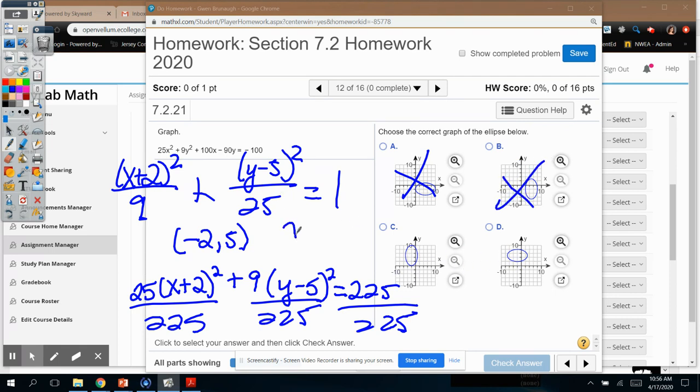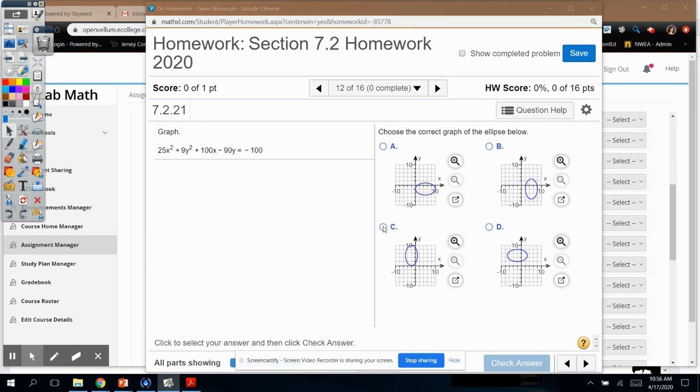In the big number, a squared is 25, which is under the y, so it's going to go in the y direction. So my answer is C. My answer is C.